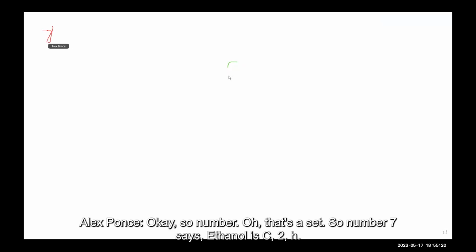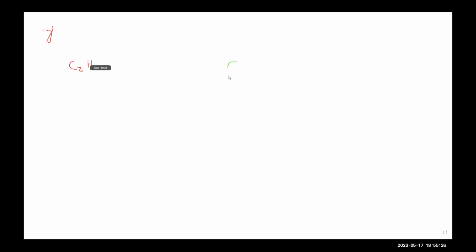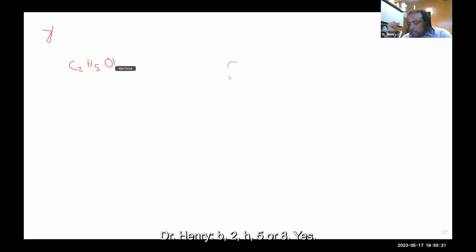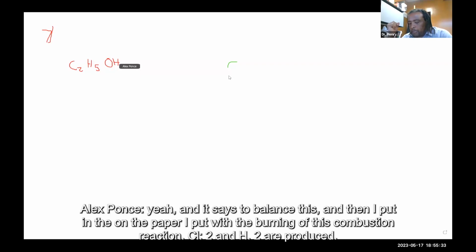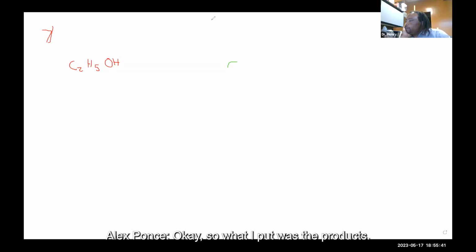Okay, so number 7 says ethanol is C2H5OH, and it says to balance this. On the paper I put that with the burning of this combustion reaction, CO2 and H2O are produced. So what I put was the product.